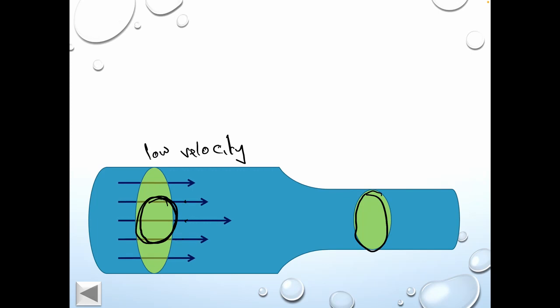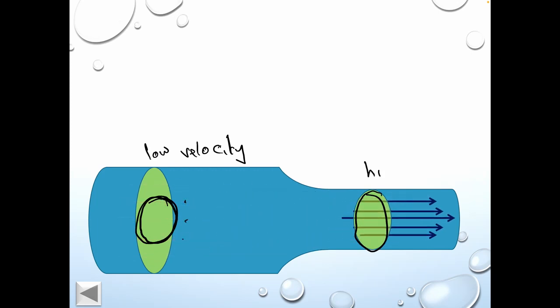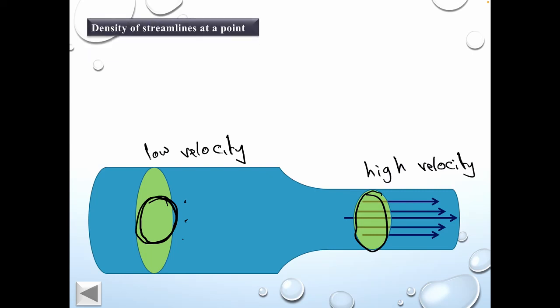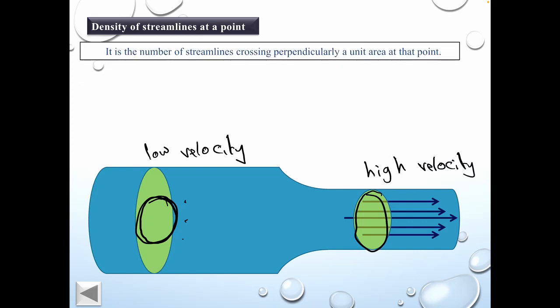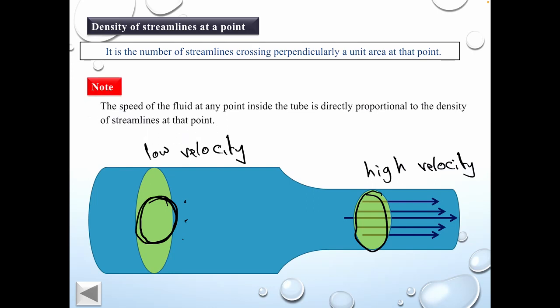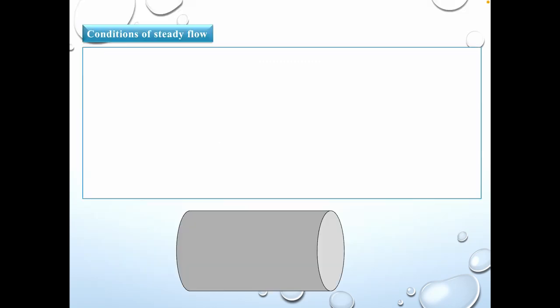In the other part, we have high velocity as the density increases. Okay, what is density of streamlines at a point? It is the number of streamlines crossing perpendicularly a unit area at that point. Note, the speed of the fluid at any point inside the tube is directly proportional to the density of streamlines at that point. Conditions of a steady flow.